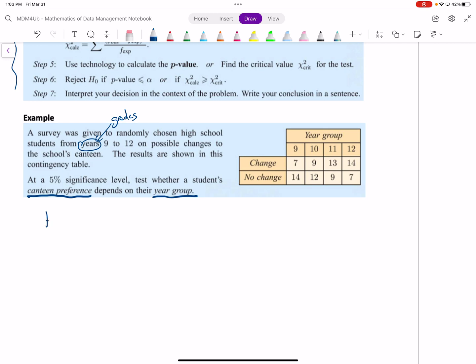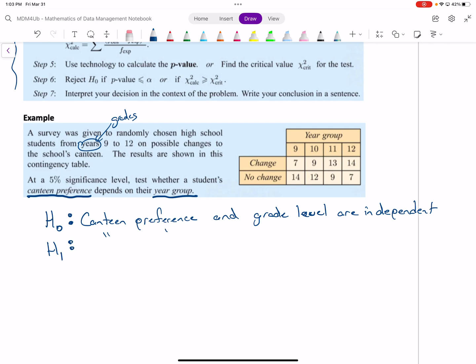So the first thing I would do is state my null hypothesis. My null hypothesis, H sub 0, will be that the two variables, in this case canteen preference and grade level, are independent. My alternative hypothesis will be that canteen preference and grade level are dependent.